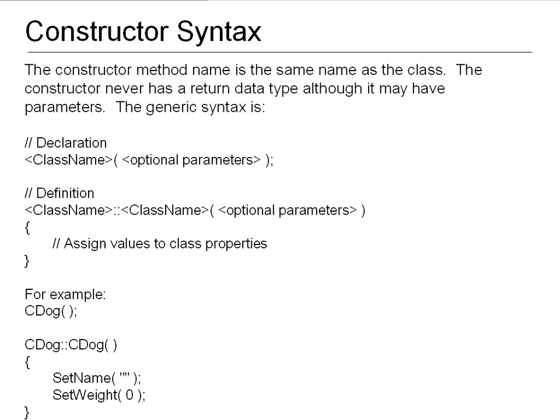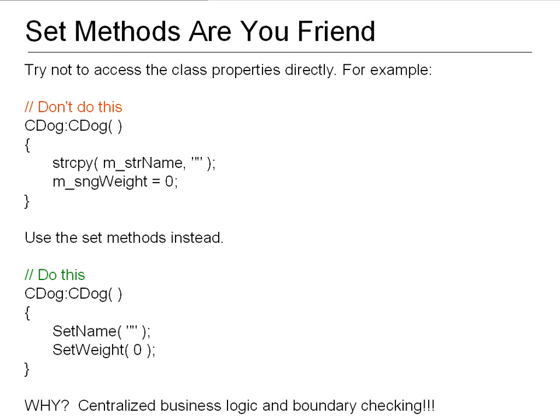Constructor syntax. The constructor method name is the same name as the class. The constructor never has a return data type, although it may have parameters. The generic syntax is class name and then parentheses with optional parameters for the declaration. For the definition, you have to prefix the class name again, so you have class name, scope operator, class name, optional parameters, then you assign your values. A specific example of that would be CDog for the declaration, and CDog::CDog() for the definition.